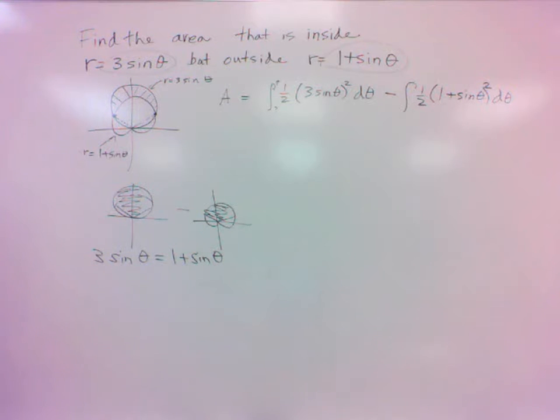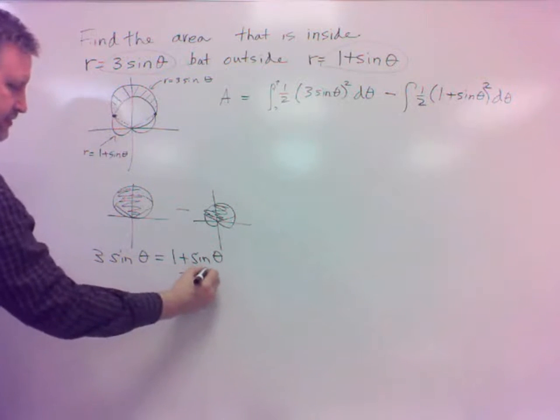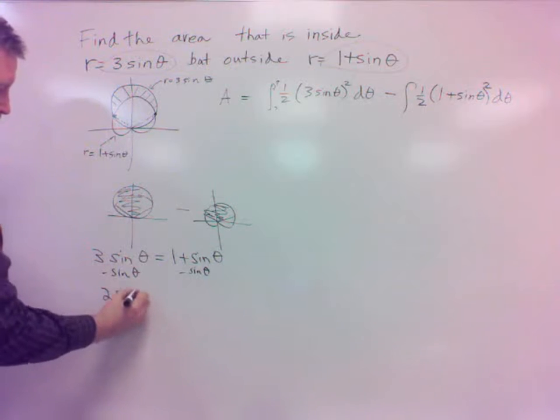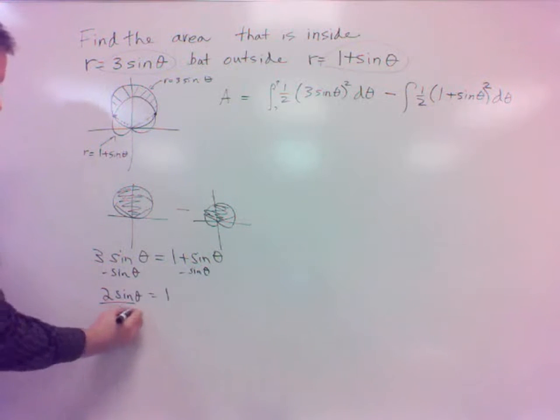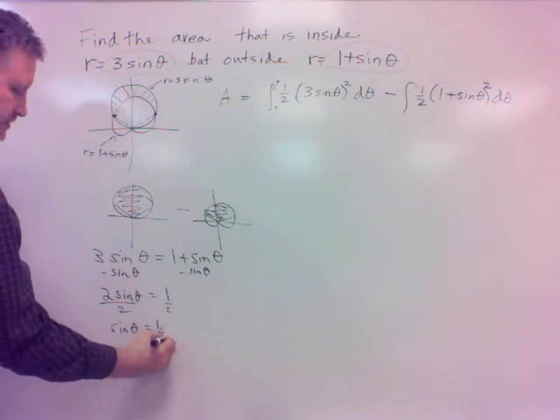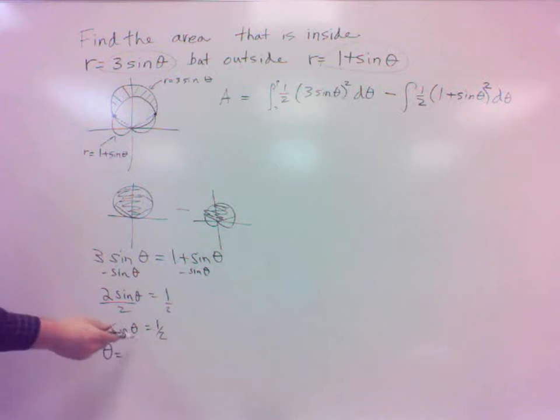Well, this makes us call up some knowledge about solving a trig equation. Remember these? Subtract sine theta here. Have 2 sine theta equals 1. And divide by 2 and have sine theta equals a half. So what does theta equal? Well, in quadrant 1, sine of theta equals a half. That would be what angle?